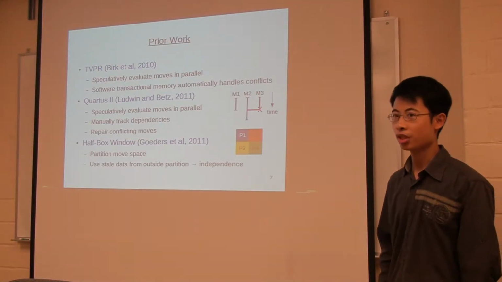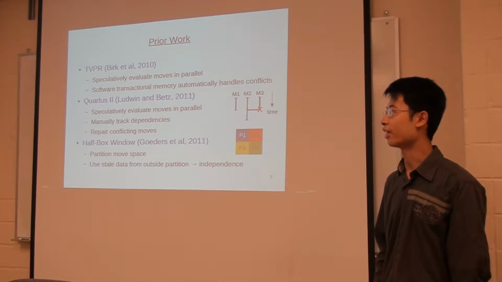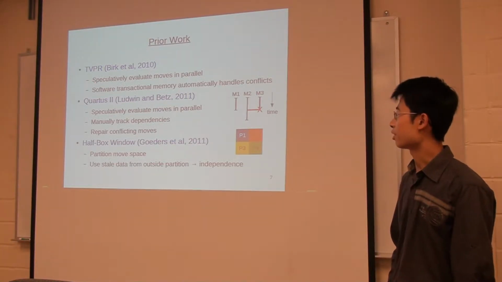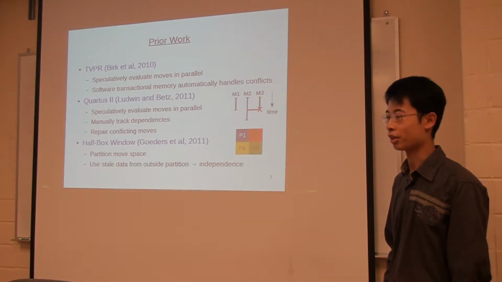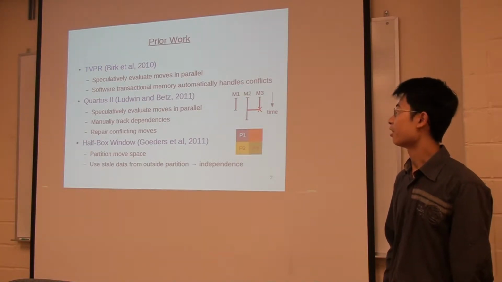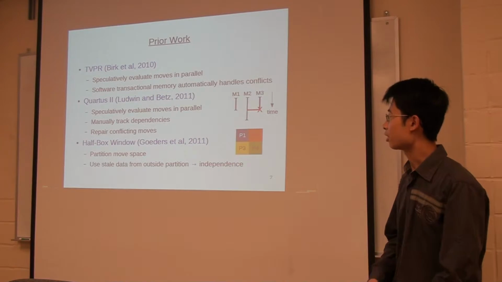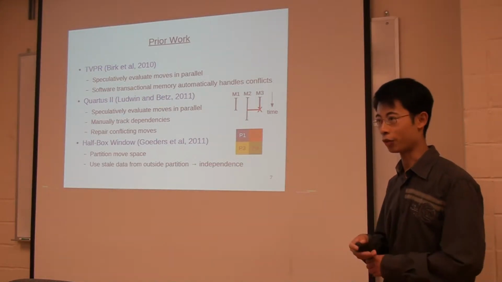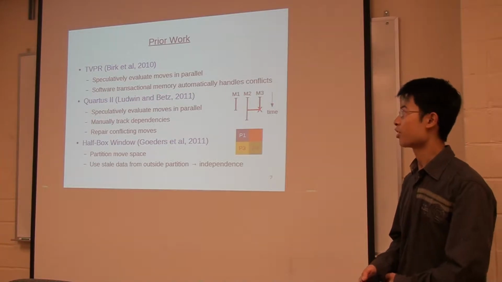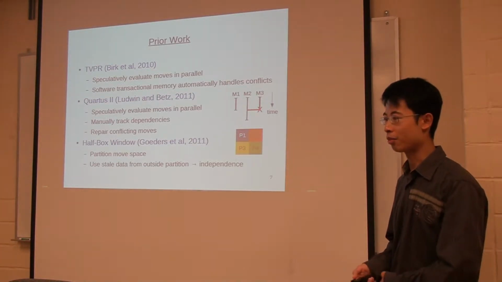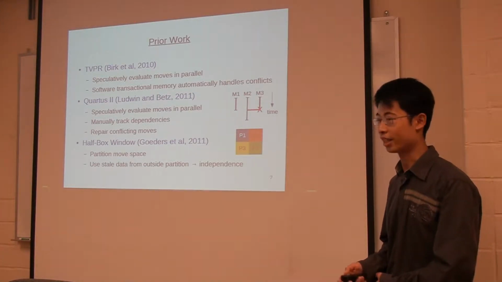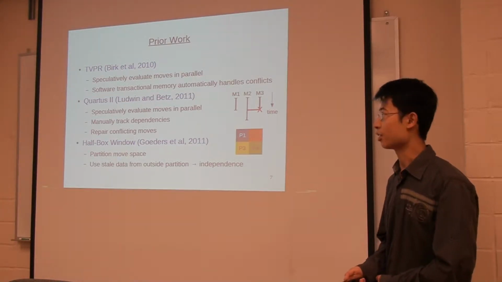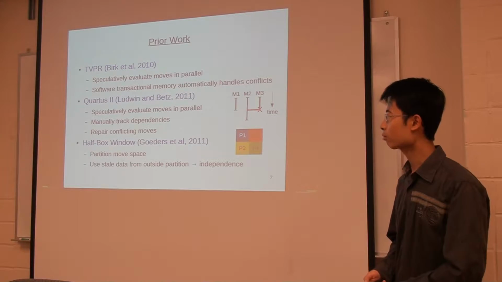There has been plenty of previous work on dealing with conflicts in parallel placement. One of them is transactional VPR, or TVPR. The interesting thing is it uses software transactional memory to speculatively evaluate moves in parallel. The nice thing about using software transactional memory is that it automatically handles any conflicts between moves. So from a programming perspective, it's easier than other techniques.